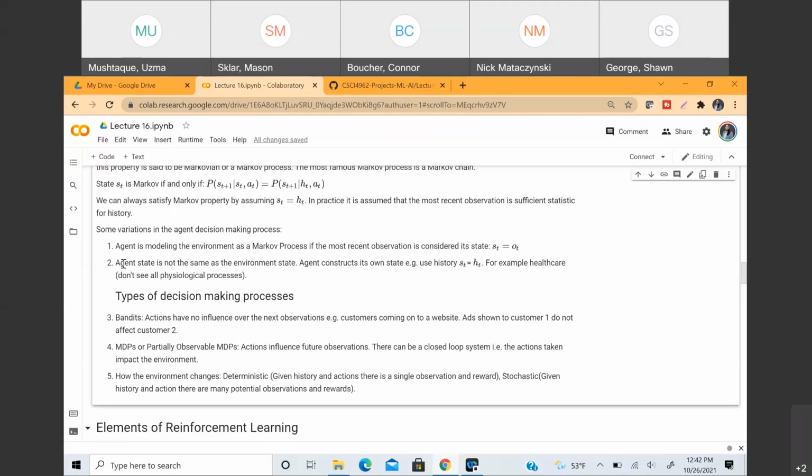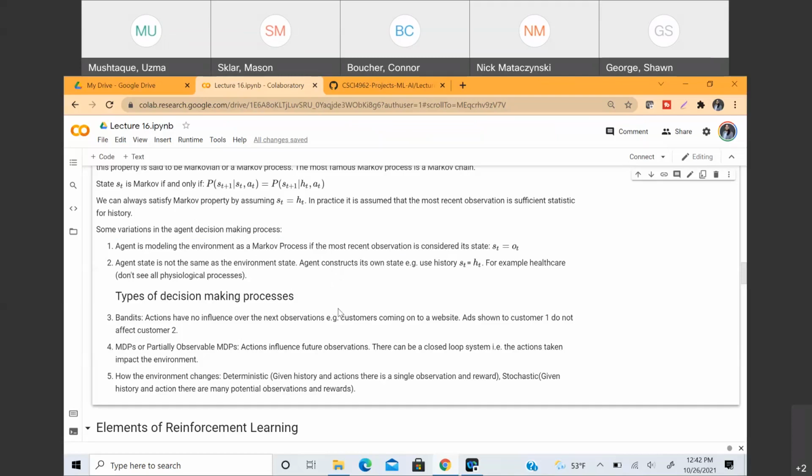Okay, and another thing we should not be confused about is that my agent state is not the same as my environment state. Sometimes we even let the agent construct its own state. But today what we are talking about is this first variation, this one. So we're not talking about the second one. We are just skipping that. That's a more complex problem. We are just saying that my agent is assuming that my environment is a Markov process.